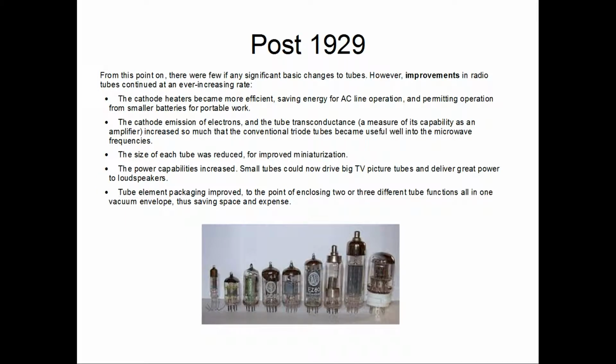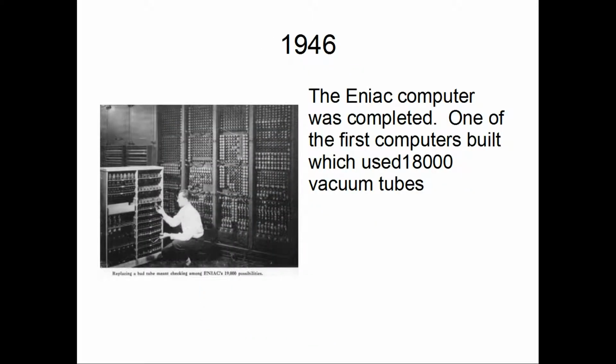Post-1929, from this point on, there were very few, if any, significant basic changes to tubes. However, improvements were made in size, expense, and energy efficiency. In 1946, the ENIAC computer was completed. It was one of the first computers and used 18,000 vacuum tubes.